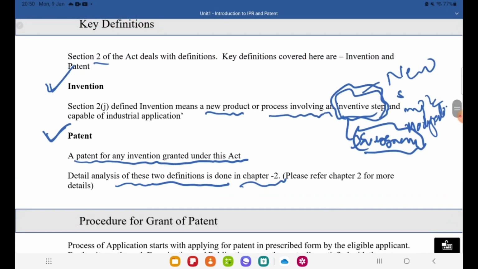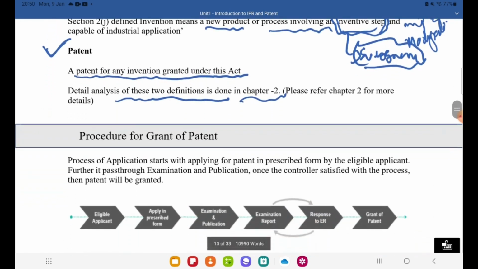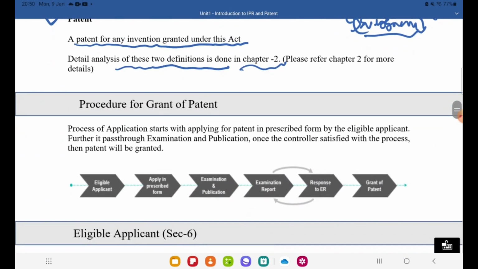So that's it. It's a very small video on the Patent Act 1970. And in the next video, we will talk about the procedure for granting of patents. Thank you.